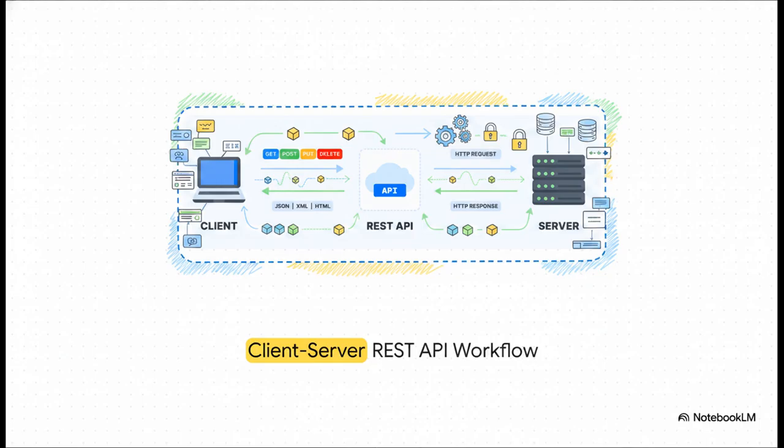Think about a standard client-server workflow. The client asks the server for data using specific commands: get, post, put, or delete. Notice the pattern? Yep, those are the HTTP equivalents of our CRUD operations. The REST API sits perfectly right in the middle, securely managing this whole exchange and then returning the data neatly formatted as JSON, XML, or HTML.